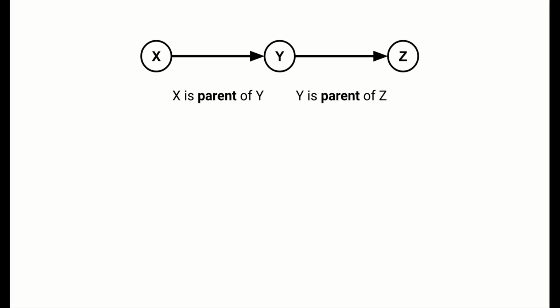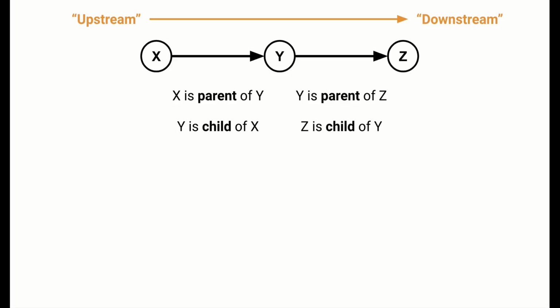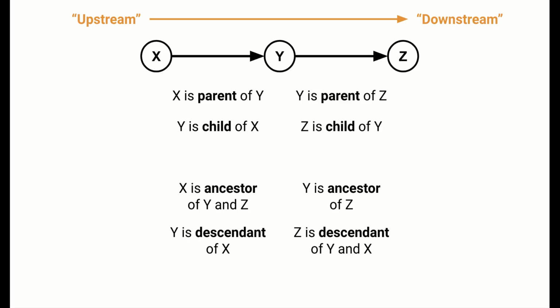We'll end our tour of graph terminology with other descriptors of the relationships between nodes. X is the parent of y because the edge between them points from x to y. Y is also the parent of z. So correspondingly, y is the child of x and z is the child of y. In a directed path, ancestors of a given node are any nodes that are upstream of that node, and descendants of that node are any nodes downstream of that node. So in this graph, x is an ancestor to y and z, and y is an ancestor to z. Y is a descendant of x, and z is a descendant of both x and y.